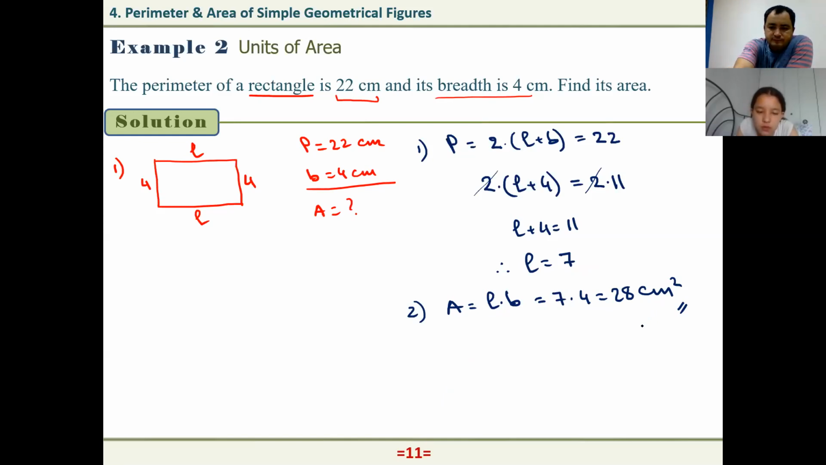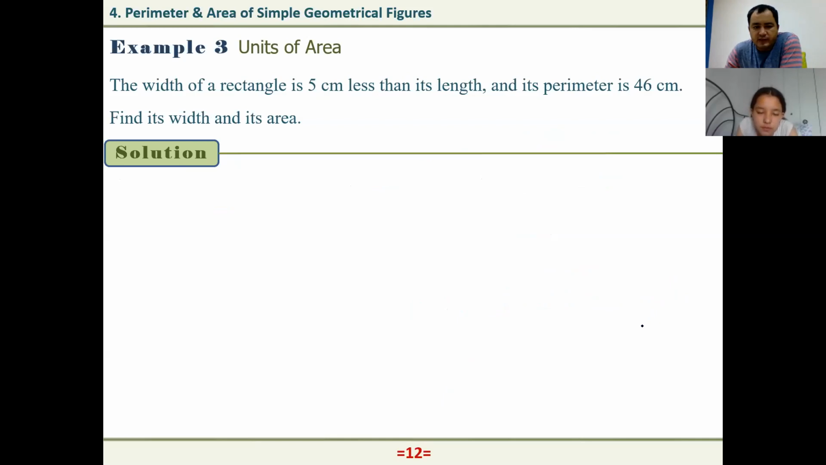Okay? Next, can you read the problem? The width of a rectangle is 5 centimeters less than its length, and its perimeter is 46 centimeters. Find its width and its area. Okay, here, less than its length. We don't know its length, right? What is its length? I don't know. Let's say this is L. So again, we are talking about a rectangle. So let's draw our picture first. The first step, let's draw some kind of rectangle.